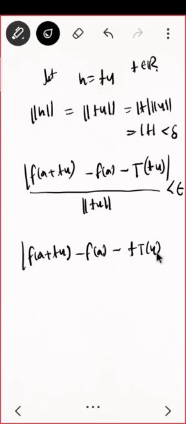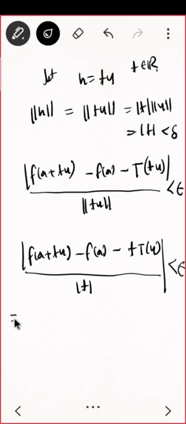So can I solve it a little bit? What will be T of tu? Since T is a linear transform, I can take t common. So I will be having f of a plus tu minus f of a minus t times T of u, and divided by what will be this? This will be mod t. Correct? That is less than epsilon.